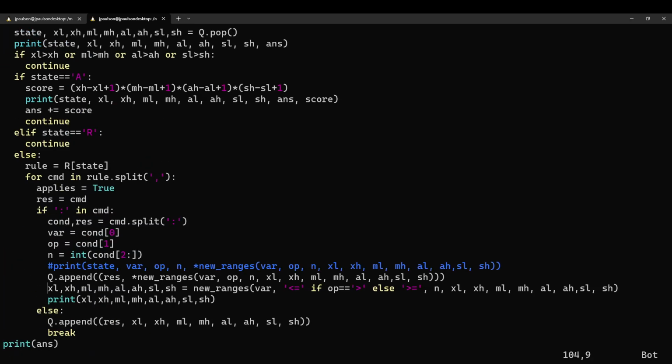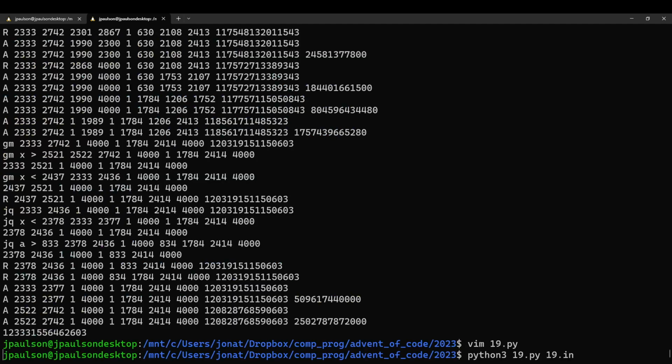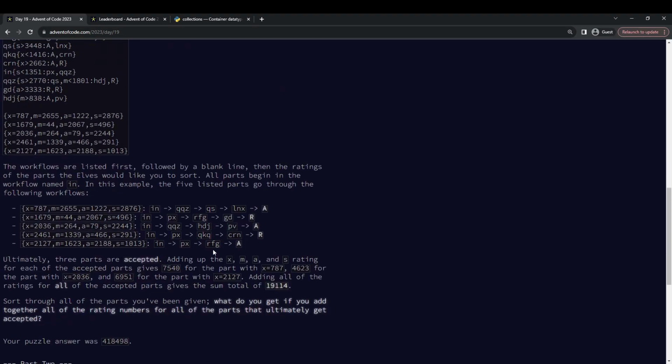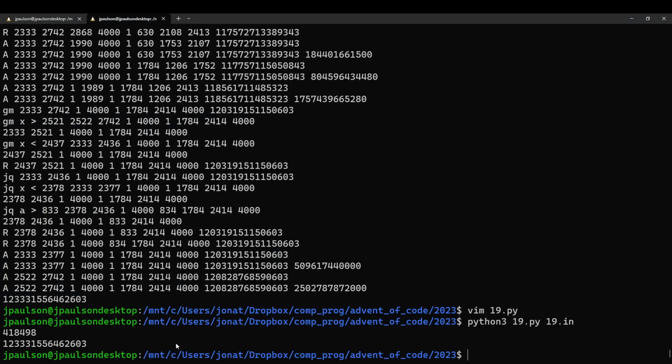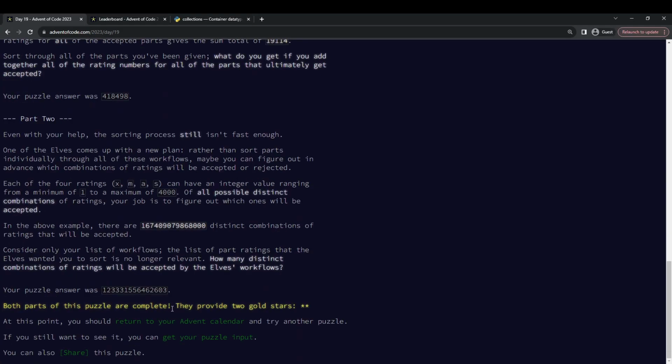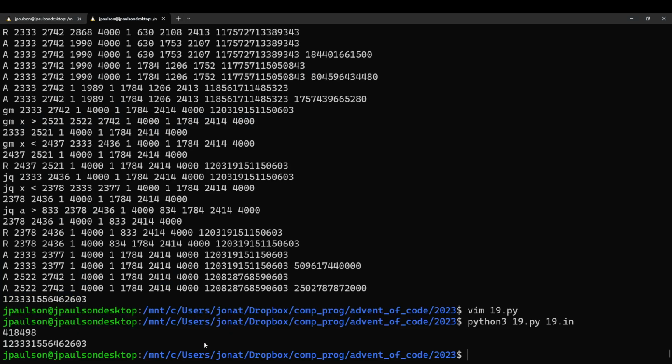Right. I left a bunch of debugging print statements in. Just comment those out. So this prints out 418, 498, and 12333 603. Cool.